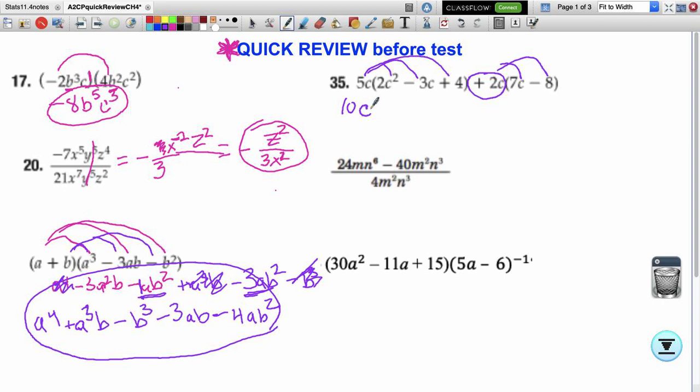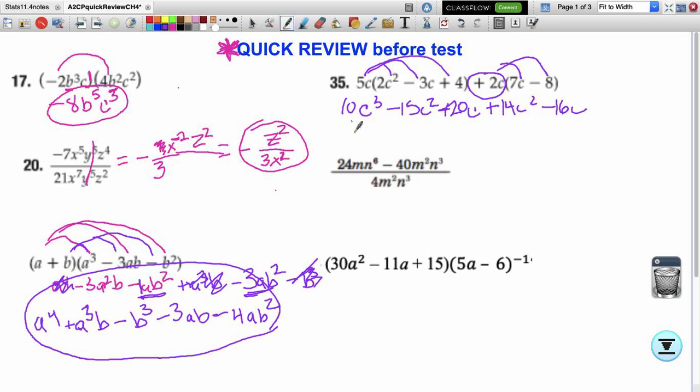It should be 10c to the third minus 15c squared. And then 5 times 4 is positive 20c. Okay, and that's a positive. Then I'm going to take my positive 2c and my 7c and multiply those. So that's positive 14c squared. And then positive 2 times negative 8 is negative 16c.